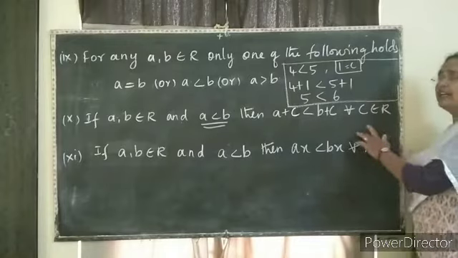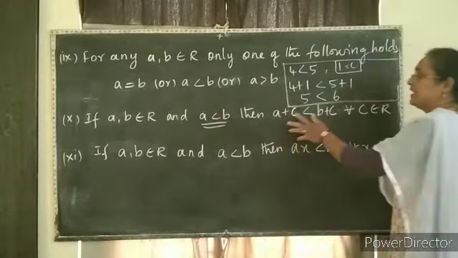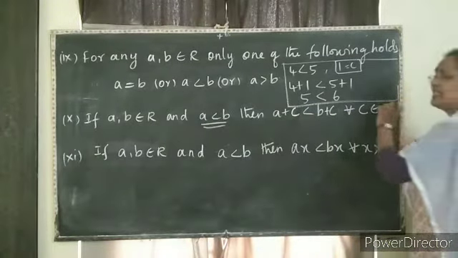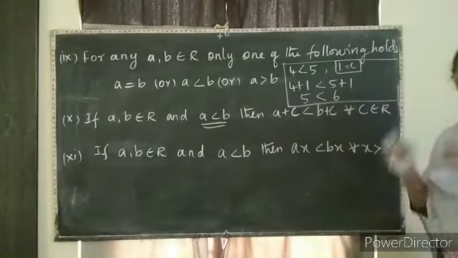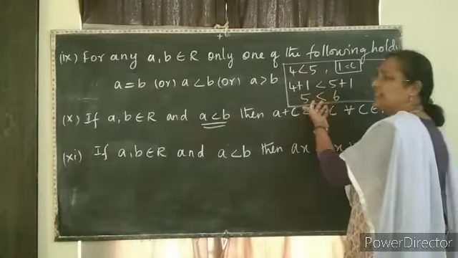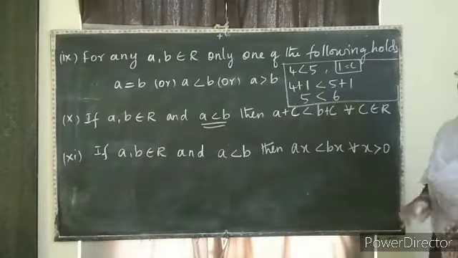That's what they mean here. If a is less than b, then a plus c will be less than b plus c for all c belongs to R. This is the generalized rule. You can check with any other values of a and b, and you will definitely get this result only. Okay, now let's discuss the 11th one.